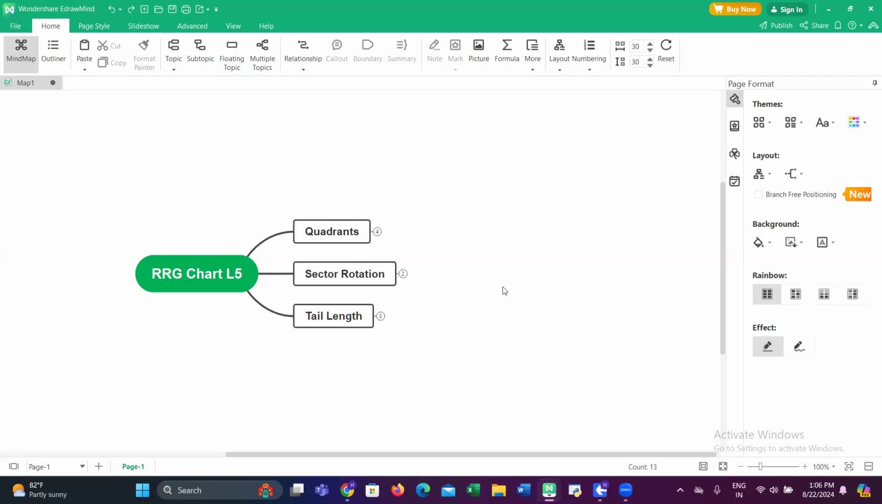And one thing I want to tell you is that the RRG chart definitely can give you an edge compared to any other tools that you have.